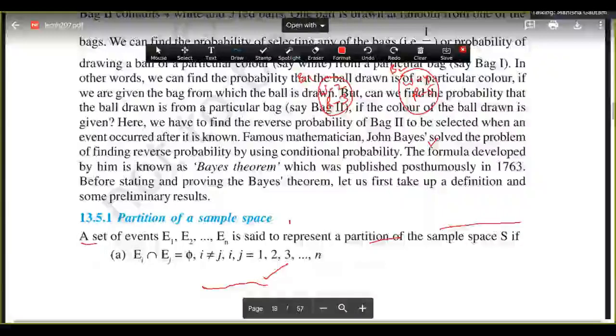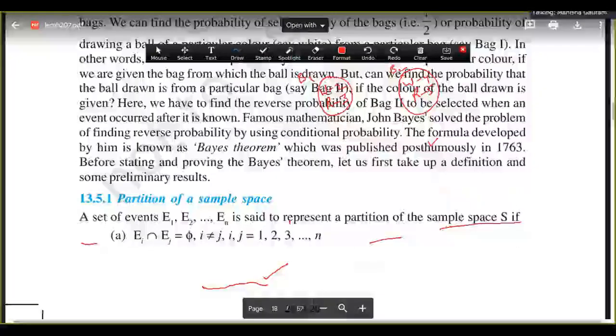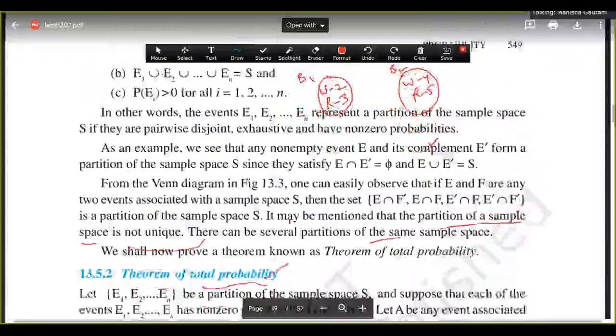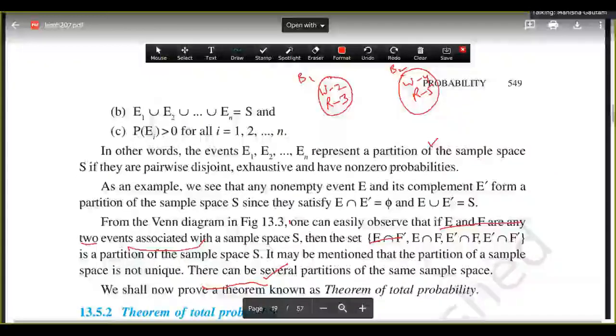It means a sample space is divided into n events, E1, E2, E3 up to En, and all these are disjoint because the intersection of all these events is the empty set. This is the partition of the sample space. The points written here are: first, all the events are mutually disjoint; second, if you take the union of all these events, you get the sample space; and third, the probability of each event is always greater than 0. These are the 3 conditions when you are doing the partition of the sample space.